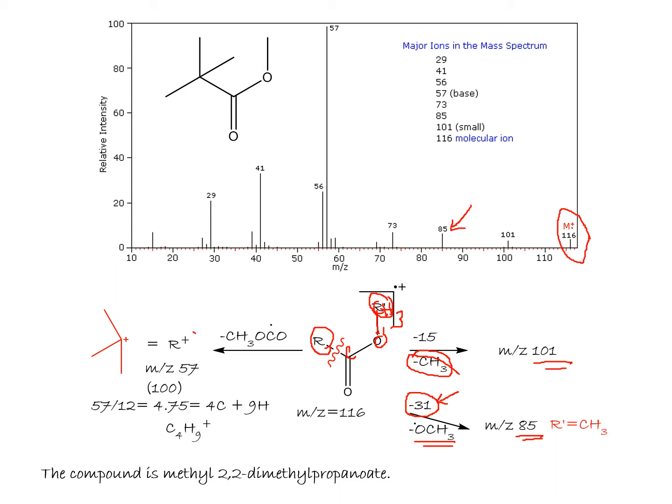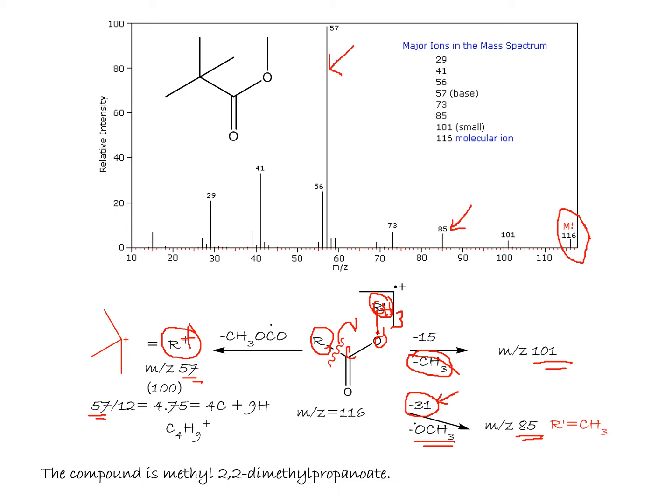According to that, we have R plus, because we are going to get the other part as a radical. So we have R plus at 57. It's the base peak, which means that this must be a highly stable ion. 57, what could it be? What is the formula of it? It should contain carbon and hydrogen. Let's get the number of carbon.